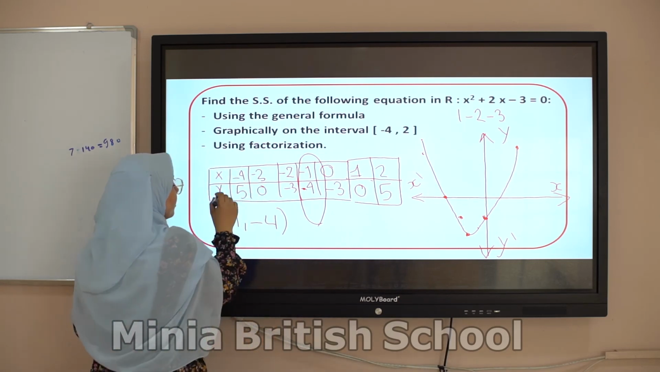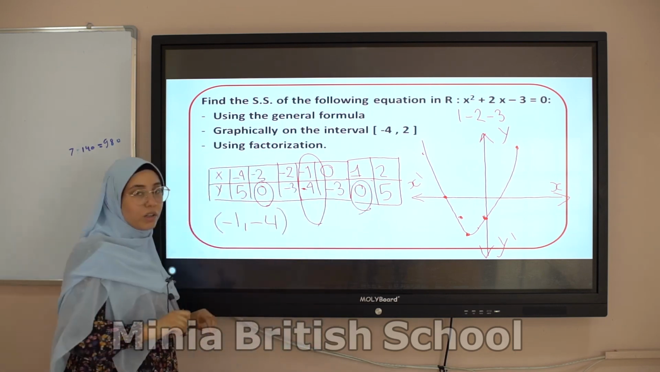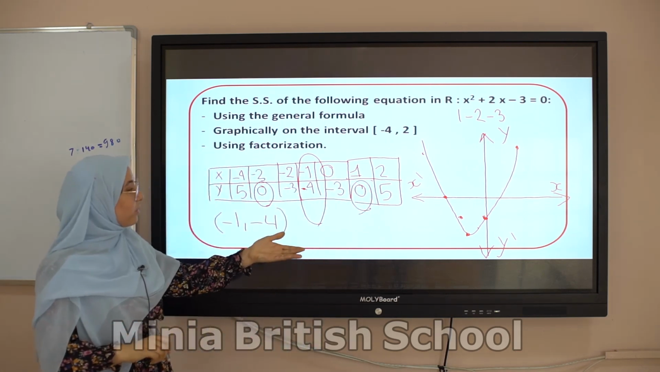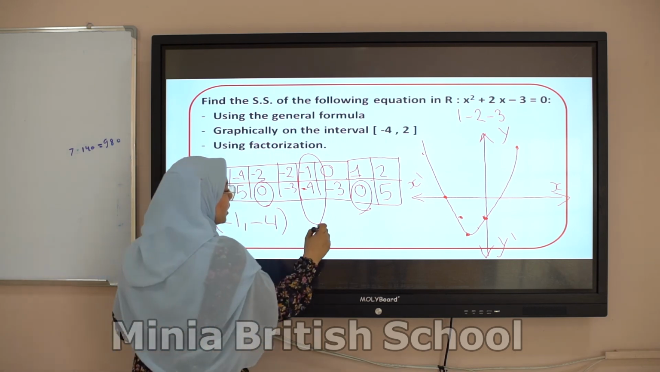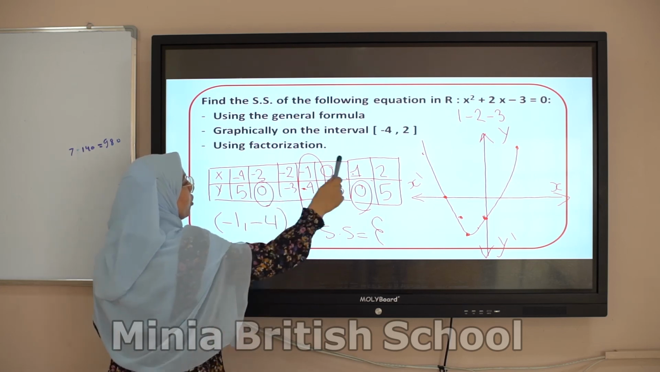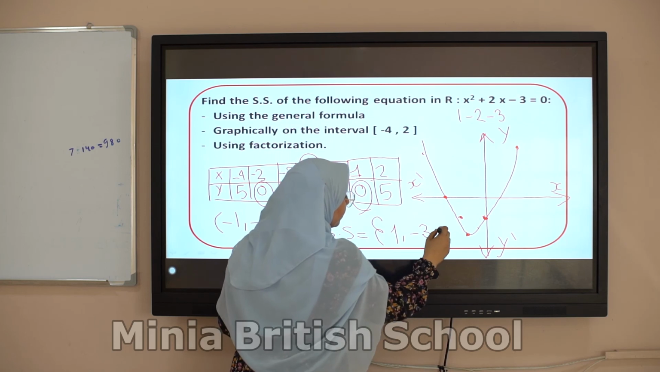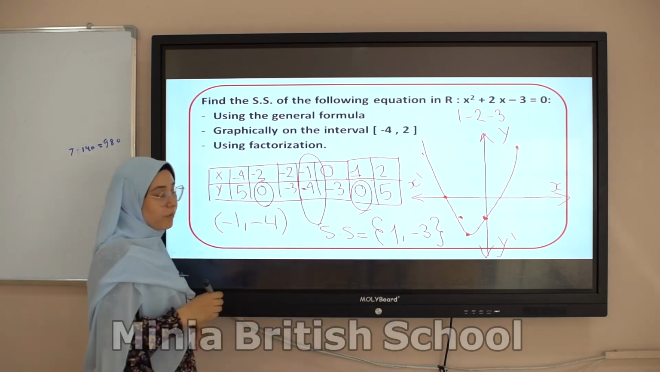And here the values of y equal 0. Directly, without the graph, you can find the solution set by taking the x coordinates here, 1 and negative 3, directly.